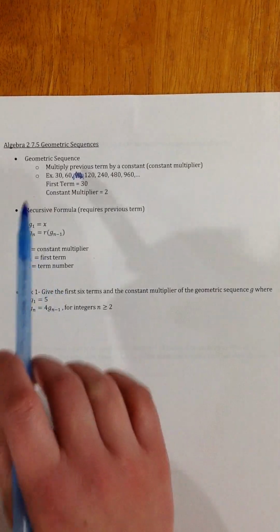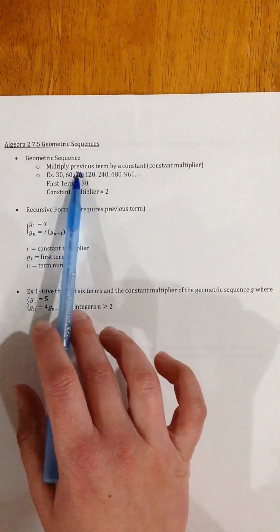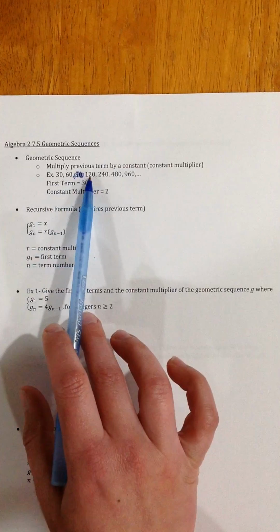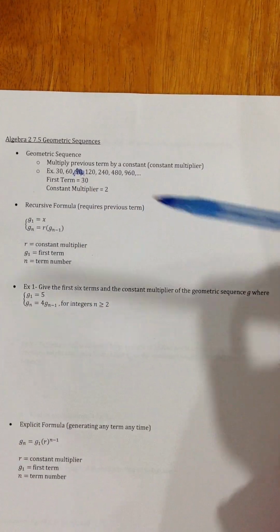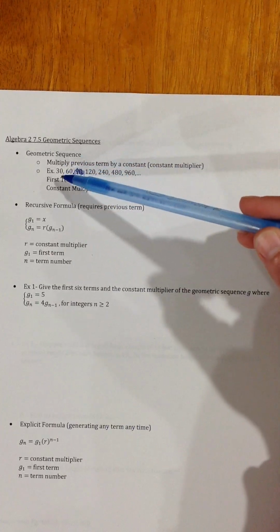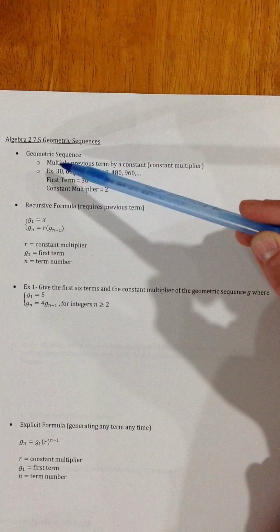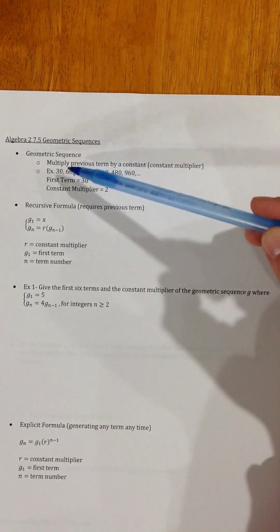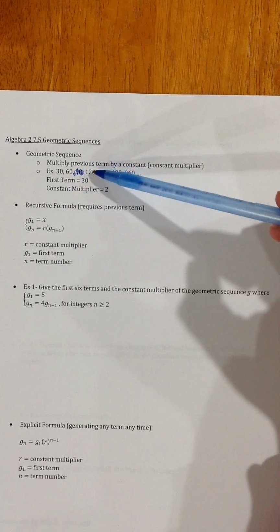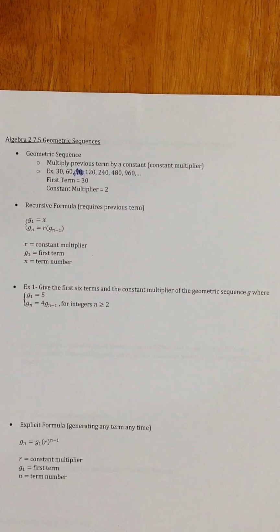In this example, we have 30, 60, 120, 240, 480, 960. I had 90 there, but that's a typo, so get rid of that. Your first term is 30, because that's the one listed first. Your second term, 60, comes from taking your first term times 2. To get the third term of 120, you take your previous term, the 60, times 2, and so on. So the first term is 30, and the constant multiplier is 2, because that's what we're multiplying by each time.